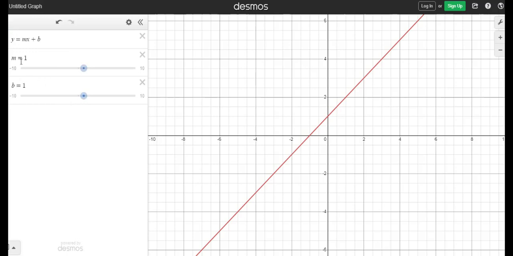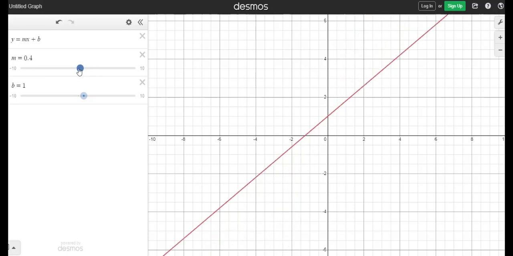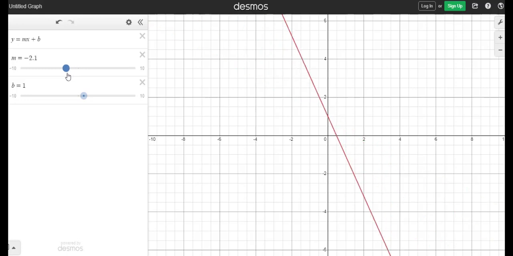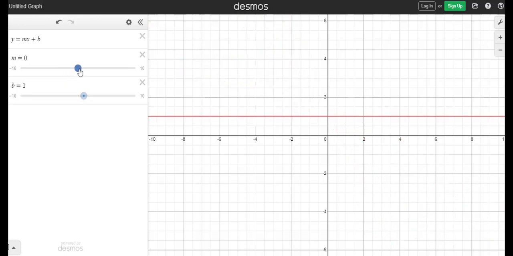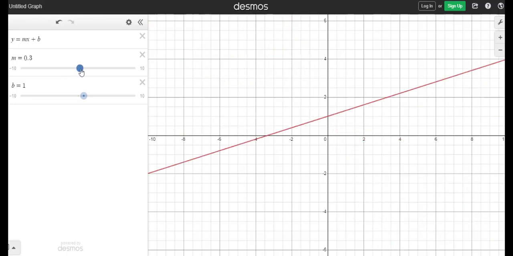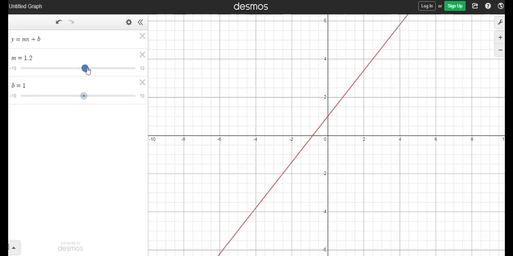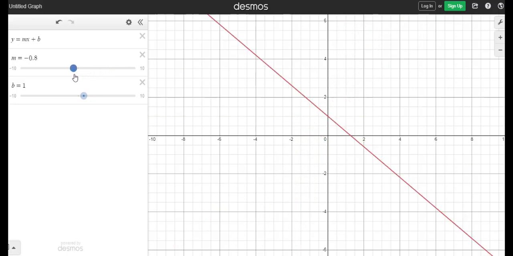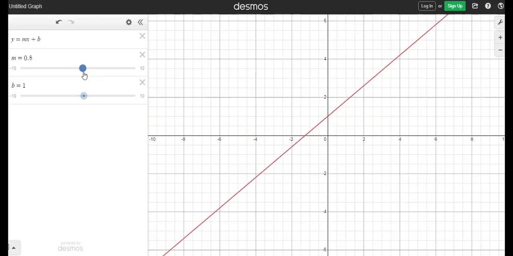Okay, so here's how this works. You get to choose any m and any b value. And just play with this. See what happens if you make m bigger and smaller. Okay, so there's m as 0. And then just reason what you're witnessing. Okay, what do you think this controls?